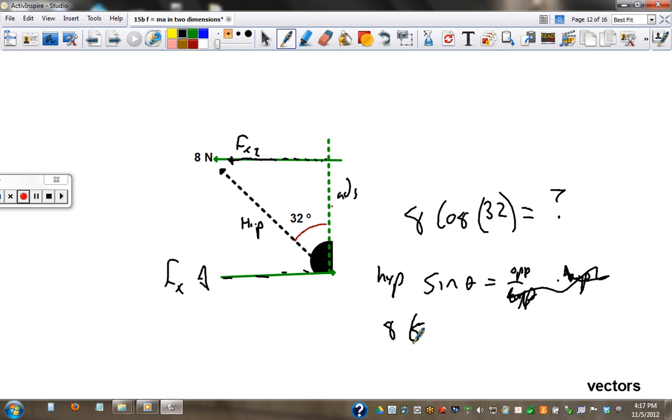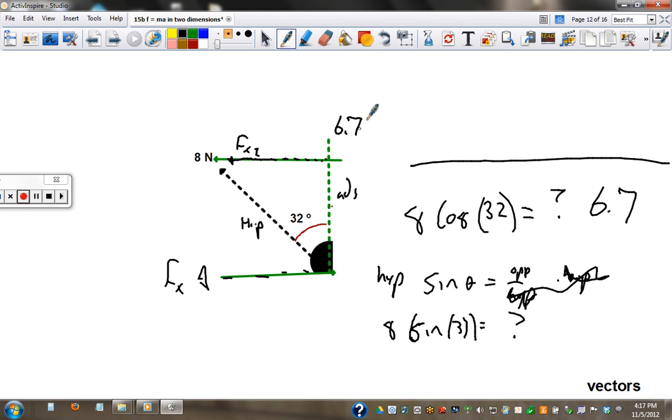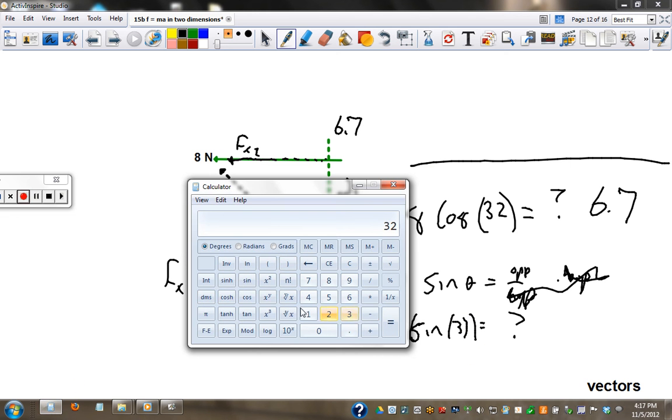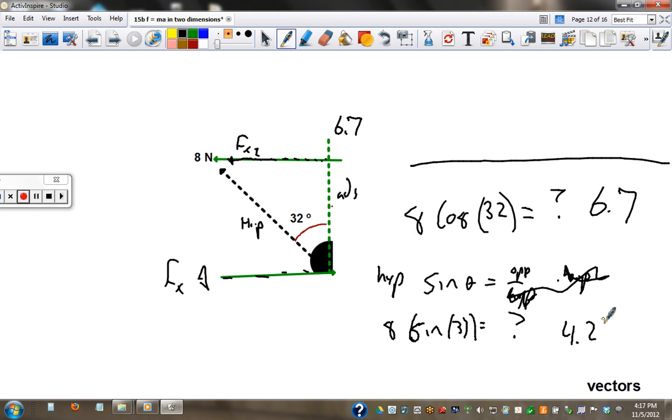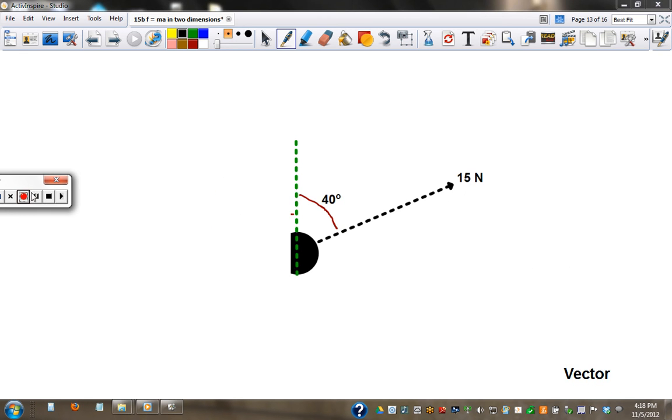So we have 8 sine 32 equals what we want. By the way, this is 6.7. Calculator. 32 sine times 8 equals 4.23. So we have F in the y1 equals 6.7, F in the x1 equals 4.23. These problems take about a whole page, so get used to it if you're going to practice these. That was just part 1. Now we have part 2.